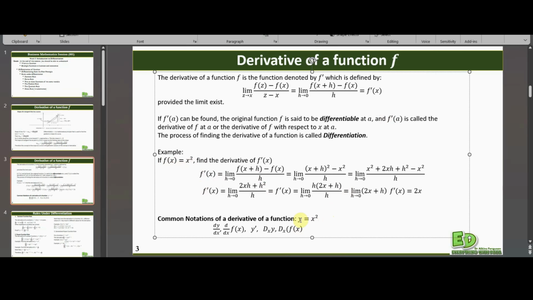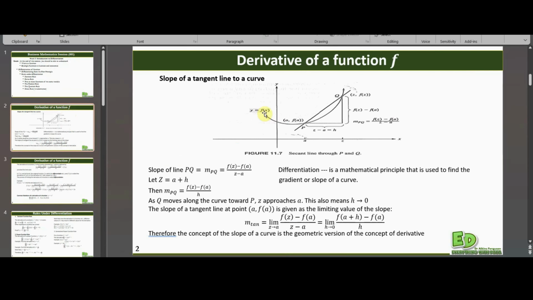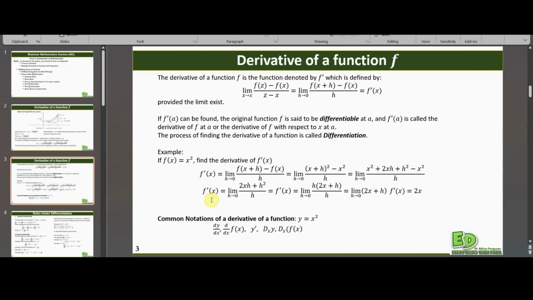It can also be given to you as y is equal to x squared. It is the same. That's why initially you would have y is equal to f of x here in the diagram. The function can be given to you in terms of y, say y is equal to x squared. It can also be given to you as f of x is equal to x squared. They are the same. That is why y is equal to f of x.